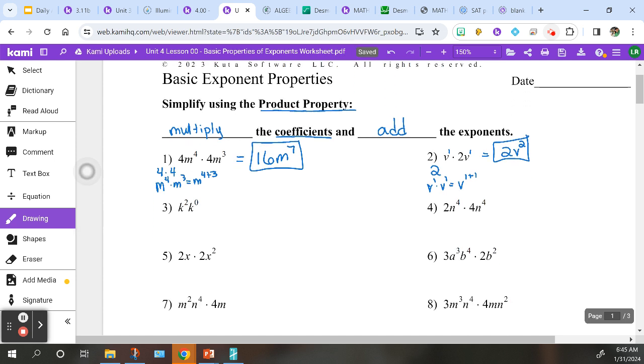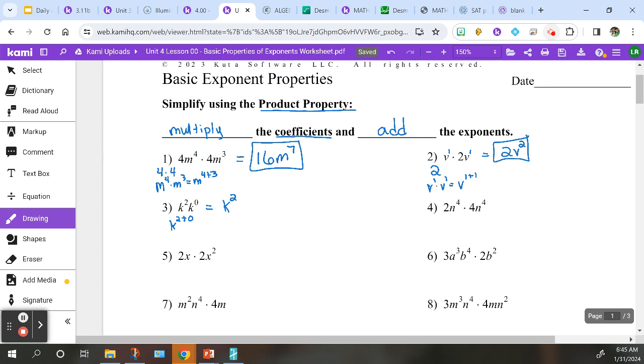In number 3, we do not have any coefficients to worry about. We just have our k's. With these k's, they are being multiplied, so we are going to add the exponents. 2 plus 0 is 2. So it's k squared.